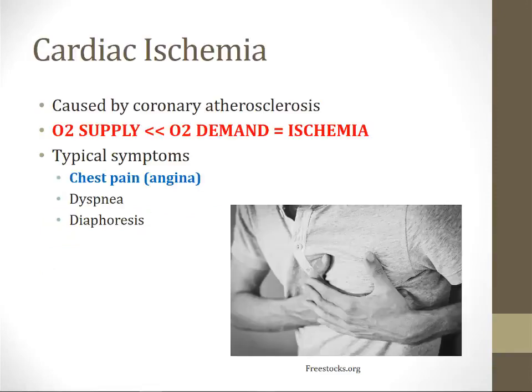Cardiac ischemia is usually caused by coronary atherosclerosis, and when there is a narrowing of a coronary artery, this decreases the supply of oxygen to the myocardium. And anytime the supply of oxygen is less than the demand, this leads to ischemia. So the hallmark of ischemia is an imbalance between oxygen supply and demand.